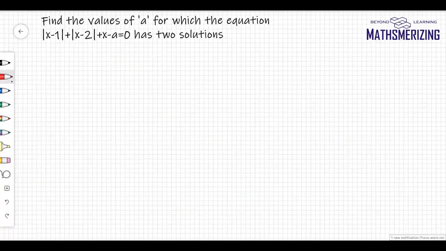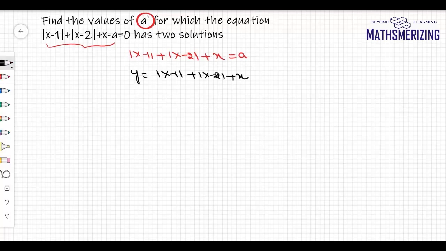For this question, I need to find values of a for which the equation |x − 1| + |x − 2| + x − a has two solutions. So I can write this equation as |x − 1| + |x − 2| + x = a. Now one way of doing it can be, I can take three separate intervals: x less than 1, when x lies between 1 and 2, and when x is greater than 2. Another way is using graphs. So I'll solve this equation using graphs.